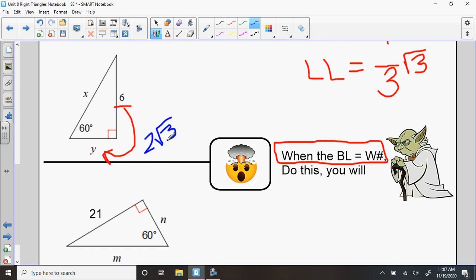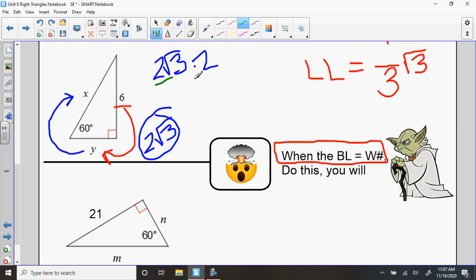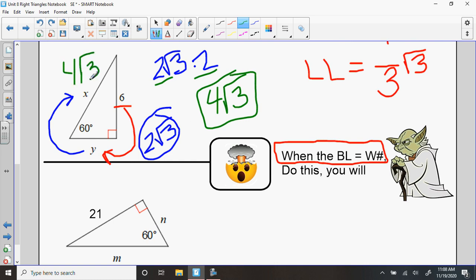Now, how do you get the hypo? The hypo is twice as big. So take a look at this. So here is my little leg, 2 radical 3. How do I multiply that by 2? 2 radical 3 times 2. Now, what's 2 radical 3 times 2? These are whole numbers, they're like terms. I'll make it into a 4, and then put the radical 3 behind it. That is your hypo.